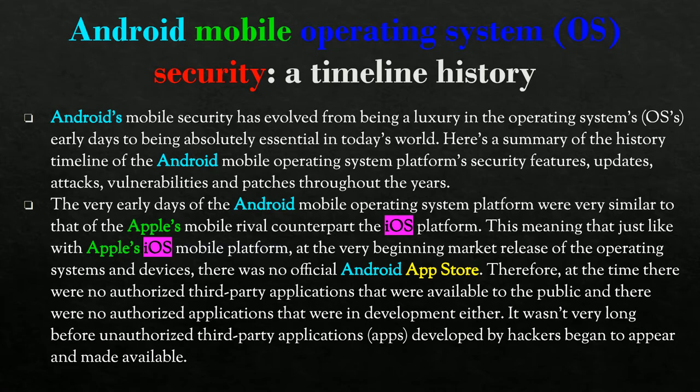So the very early days of the Android mobile operating system was actually pretty similar to Apple when they released their iOS mobile platform. And this means that with Apple's iOS platform, there was no official Apple store.